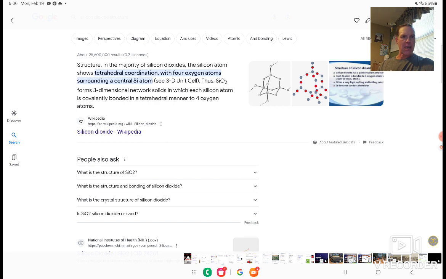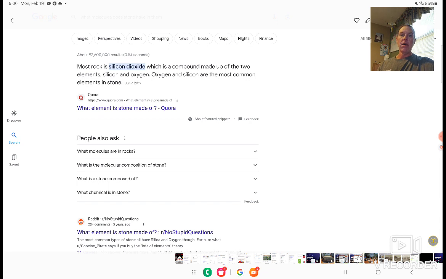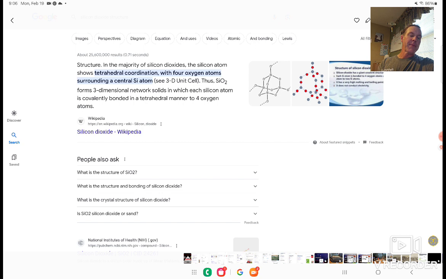Silicon dioxide, which, let's go back here, most rock is silicon dioxide, which is a compound made up of the two elements silicon and oxygen. Oxygen and silicon are the most common elements in stone, so it's silica. Silica is absolutely everywhere. It's all through the human anatomy.